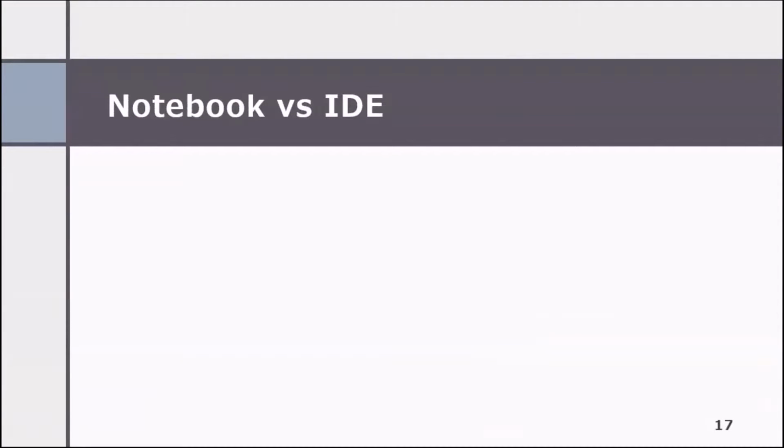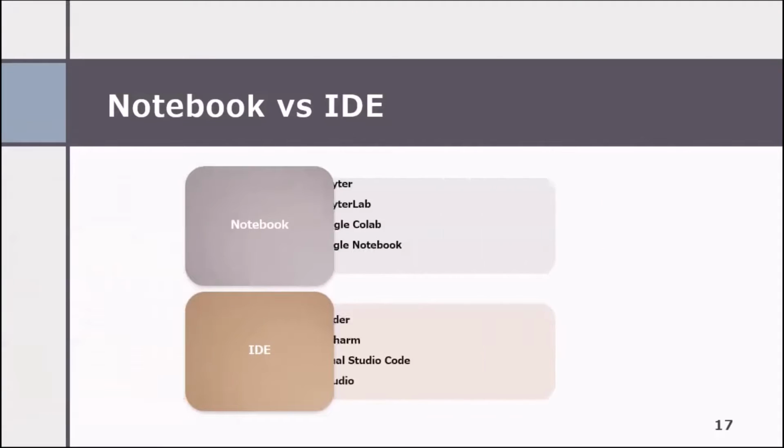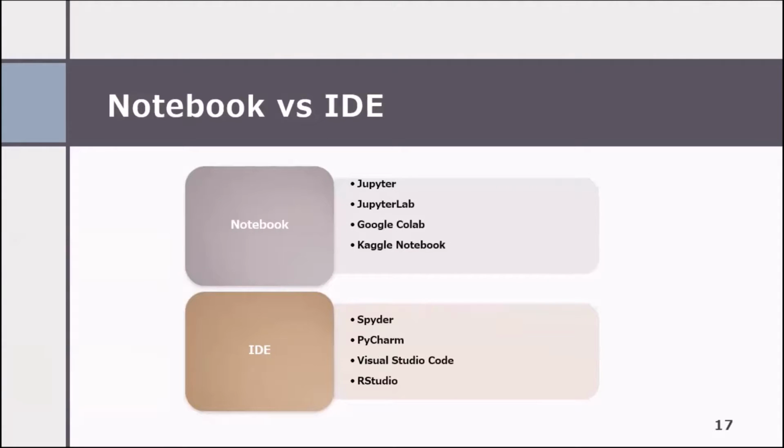Here are some of the examples of Notebook and IDE. The Jupyter Lab. Jupyter is on local machine. It is still a web-based interface. Jupyter Lab is over the cloud. Google Colab, as we all know, it's over the cloud. Kaggle Notebook, it is on the cloud. It supports both Python and R language. IDE, Spyder, PyCharm, Visual Studio Code are all for Python. R Studio is specifically for R language.